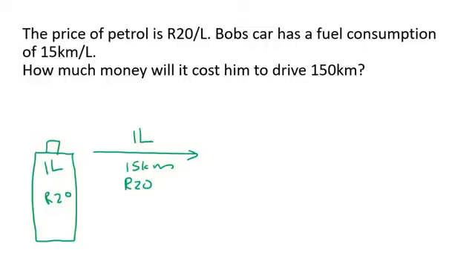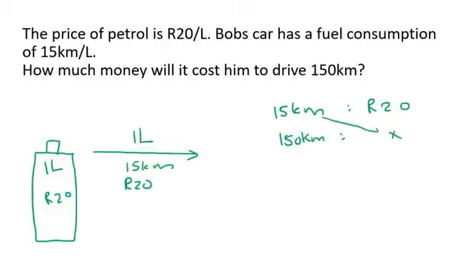Now, how much money will it cost him to drive 150 kilometers? Well, we know that 15 kilometers is going to cost him 20 Rand. Does that make sense what we just worked out there? Because 1 liter of petrol is 20 Rand, and he can drive 15 kilometers with 1 liter of petrol. So that means 15 kilometers is going to cost him 20 Rand. So if he now drives 150 kilometers, we need to work out what that will cost him. So let's just call that X.